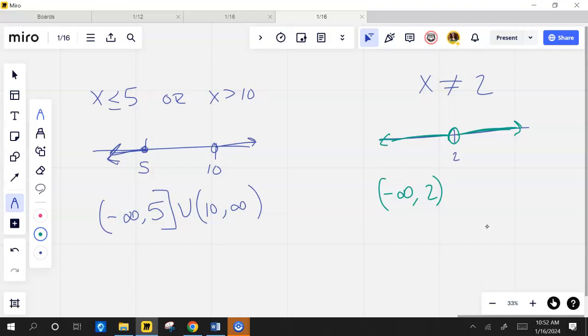I've got 2 pieces here, so I need to join it together. So I'm going to do my U, but where do I pick up? Still at 2. Because if I still put 2 with a parenthesis, it says, oh, you can't be 2, but you can be 2.000000001, right? But I can't be actually 2. And then I go up until what? Infinity.